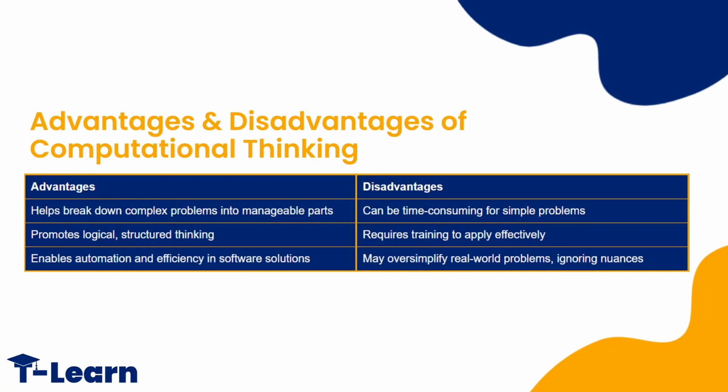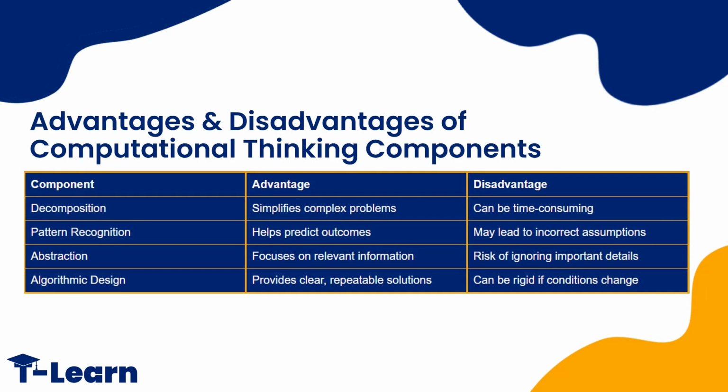So here we got a table showing the advantages and disadvantages of computational thinking. First, let's explore the advantages. Well, there are three main ones. Computational thinking helps us break down complex problems into more manageable parts. It promotes logical, structured thinking and also enables automation and efficiency in software solutions. The disadvantages are that it can be time-consuming for simple problems, it requires training to apply effectively, and it may oversimplify real-world problems.